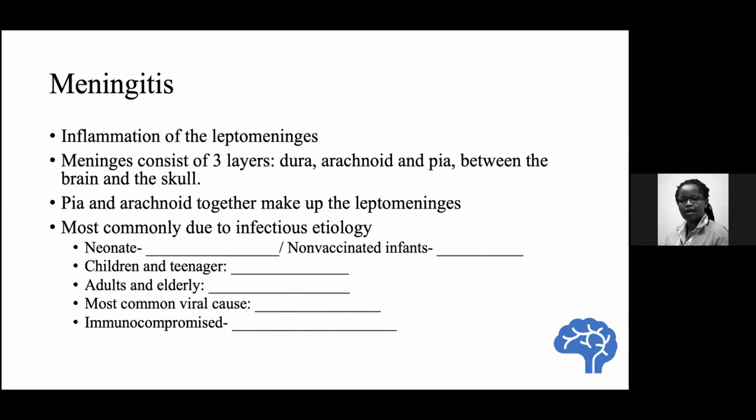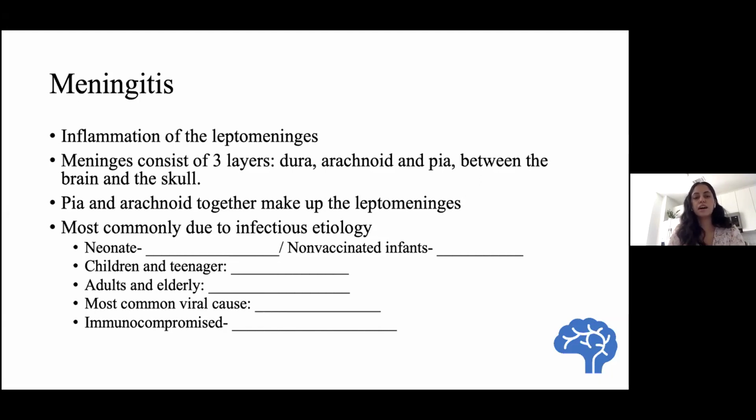Strep pneumo. Perfect. And what's the most common cause of viral meningitis? I wonder if that answer will change now. Herpes, HSV, enterovirus. Okay. The most common viral cause is actually Coxsackie, and we'll get to that.